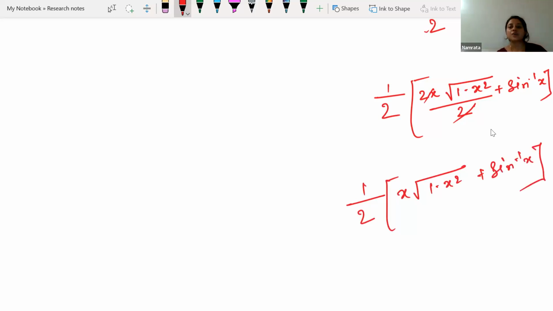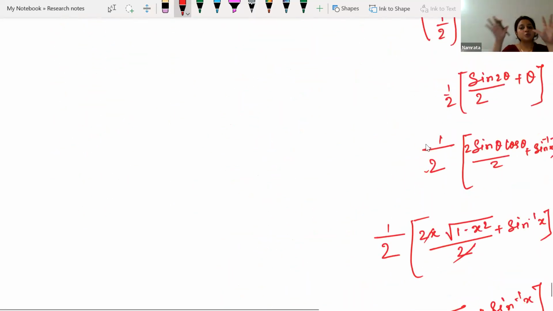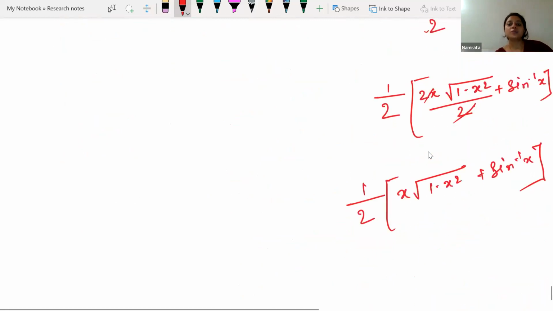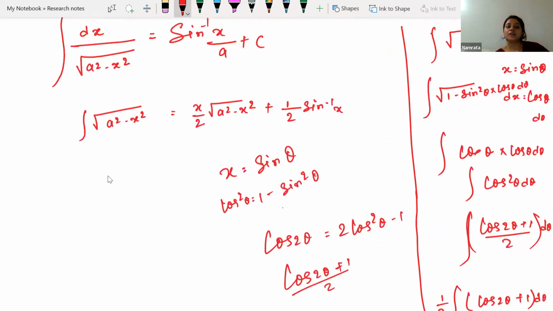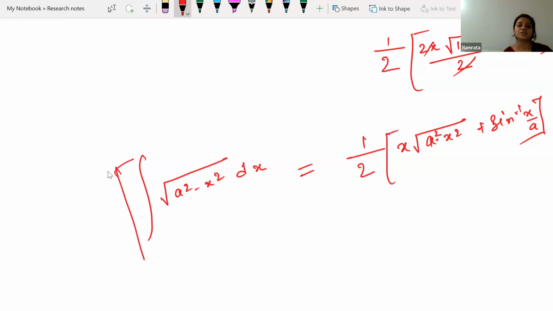Actually, I was not getting this formula in your book, and I was able to reach the formula, but since it's not given, I was not able to take the formula directly. But this is the formula. If we are having, in terms of under root a square minus x square dx, the formula is x under root a square minus x square plus sine inverse x by a. This is the formula. Can you see it?